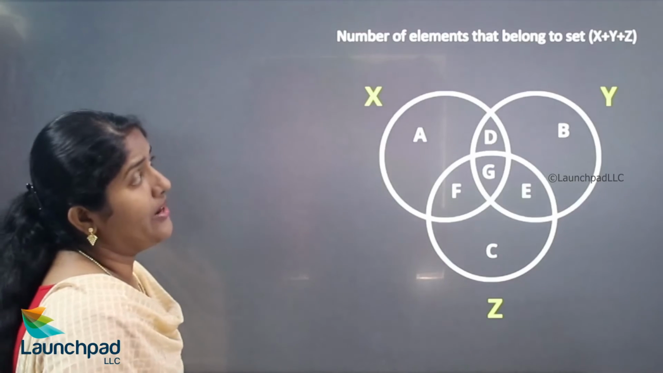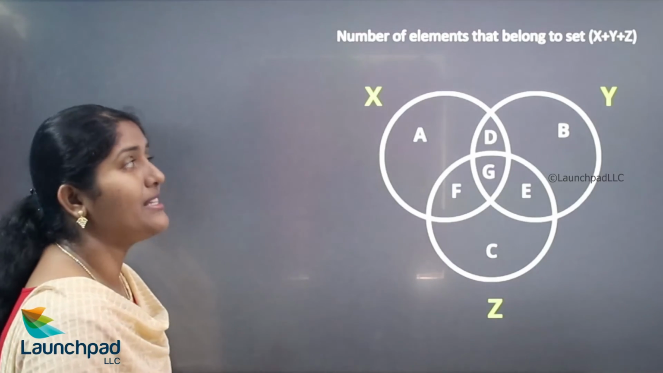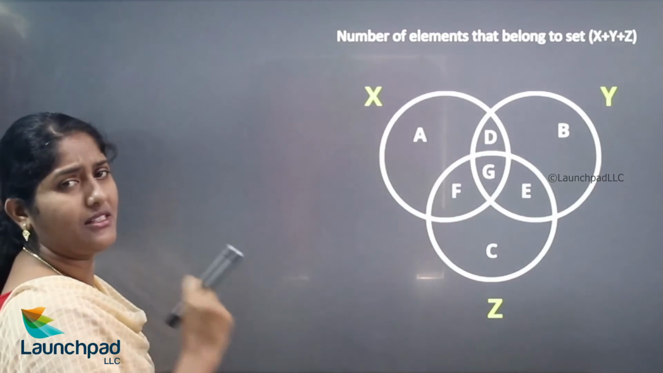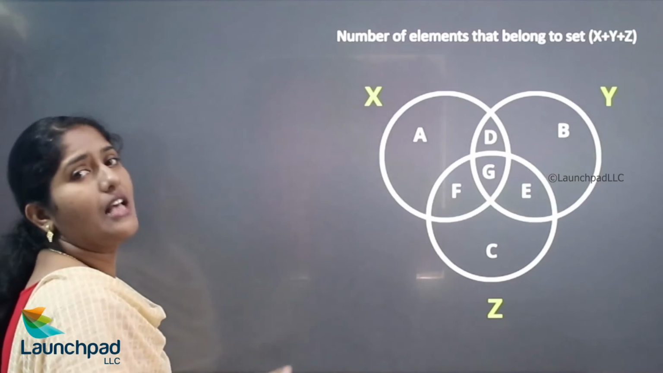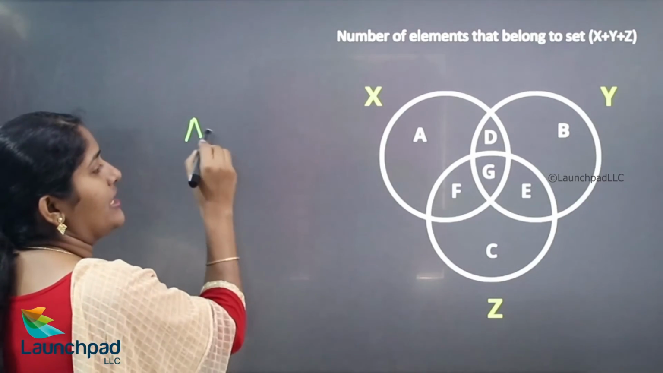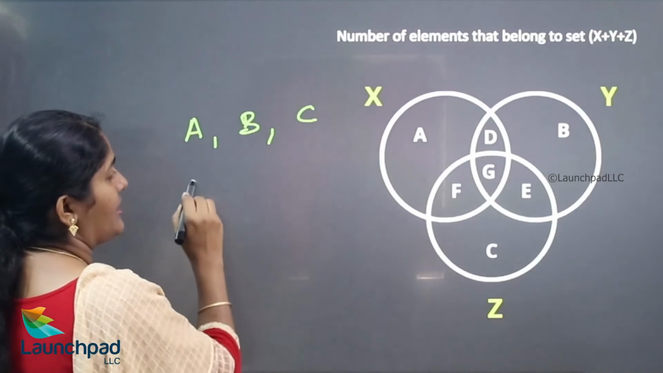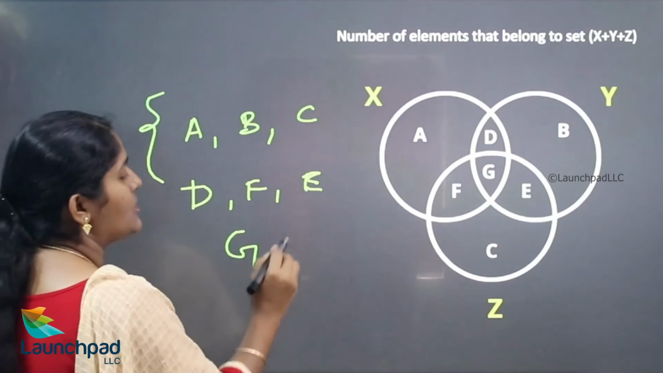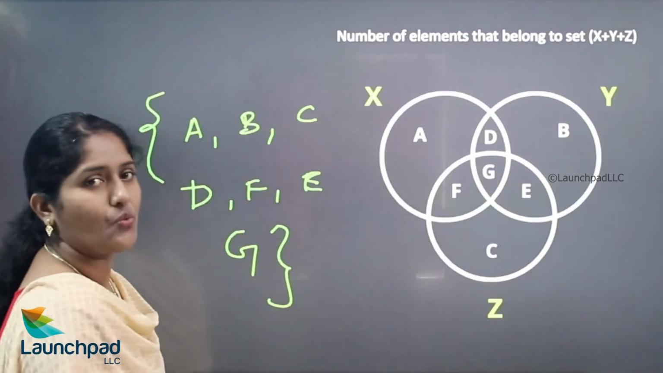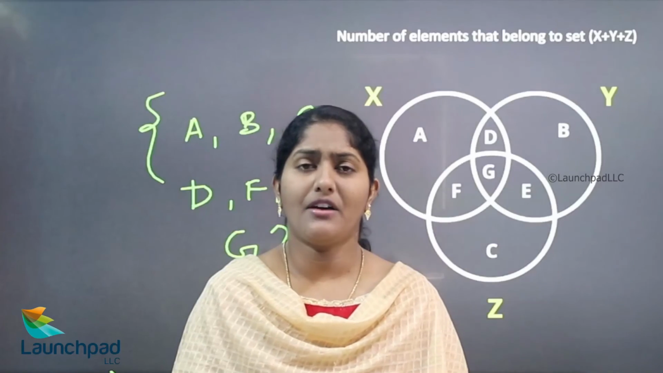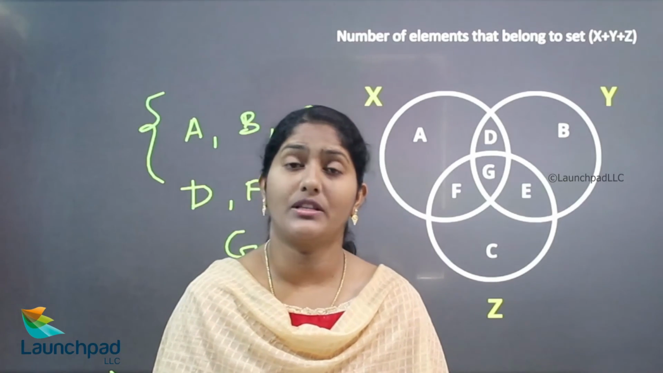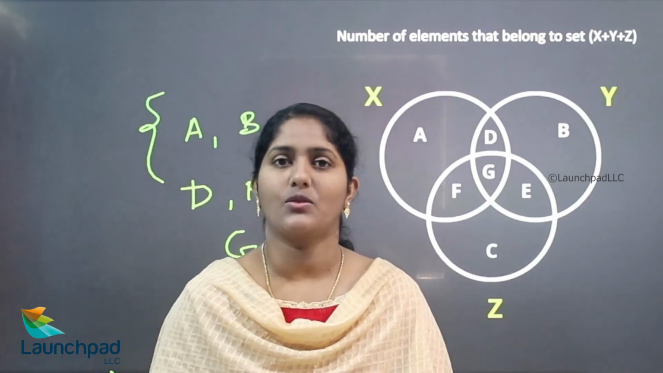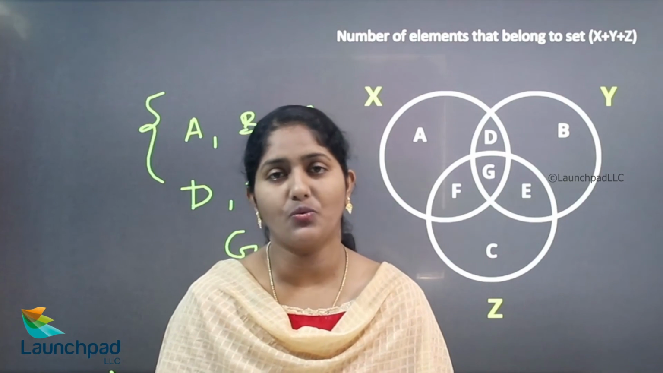Now, number of elements that belong to set X plus Y plus Z. The entire element set is known as X plus Y plus Z. No need to repeat the letters again and again. So I am writing here A, B, C, after that D, F, E, after that G. These are the elements which belong to the entire set X, Y and Z. This is the example of how we can calculate the elements with respect to the given sets, that is X, Y and Z. The word only is very important.